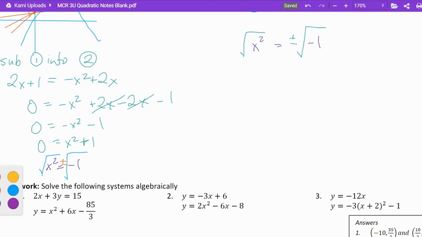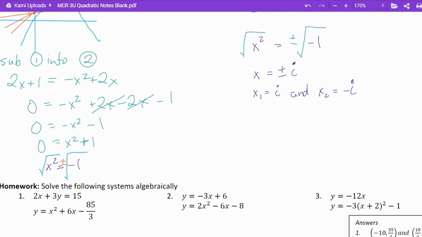What is the square root of negative 1? 1i. Just i, right? We don't even have to say 1i. Oh, cool. So I can say that x equals positive or negative i. So x1 equals i, and x2 equals negative i. Wow, isn't that fun? Where do I draw that on a graph? You can't, right? Because our axes are real, we can't draw it.